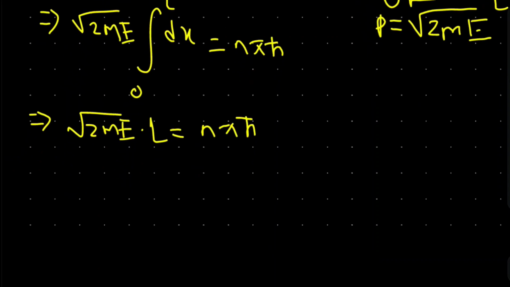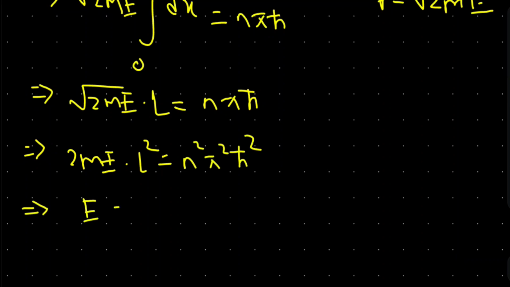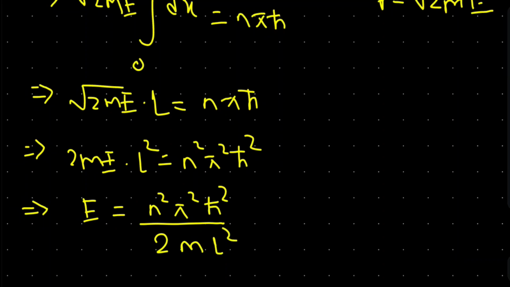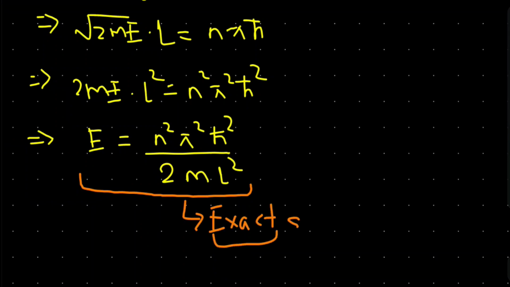Now squaring both sides, you will get 2me multiplied by L square is equal to n square pi square h bar square. So the energy is equal to n square pi square h bar square divided by 2mL square. Yo, we have derived it. You can see how short this method is, and this is the exact solution of the energy states for the infinite square well.